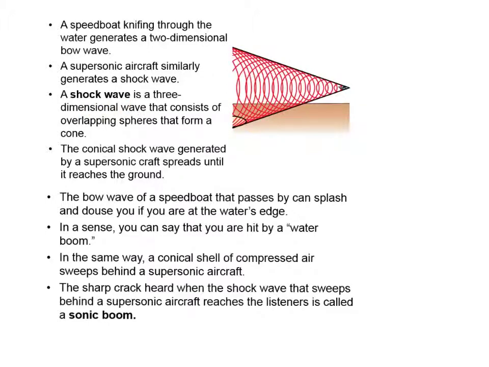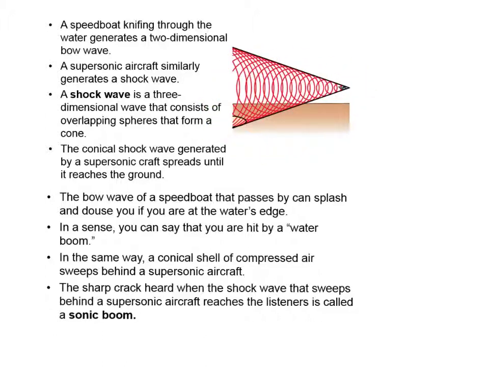A shock wave is a three-dimensional wave that consists of overlapping spheres that form a cone. So while the bow wave is two-dimensional on the surface of the water, a shock wave is three-dimensional through the air. This conical shock wave that's generated by a supersonic airplane spreads until it reaches the ground. So if you're on the edge of the water, a bow wave of a speedboat that passes by can splash you. In a sense, you can say that you're almost hit by a water boom. In the same way, this conical shell of compressed air sweeps behind this supersonic aircraft.